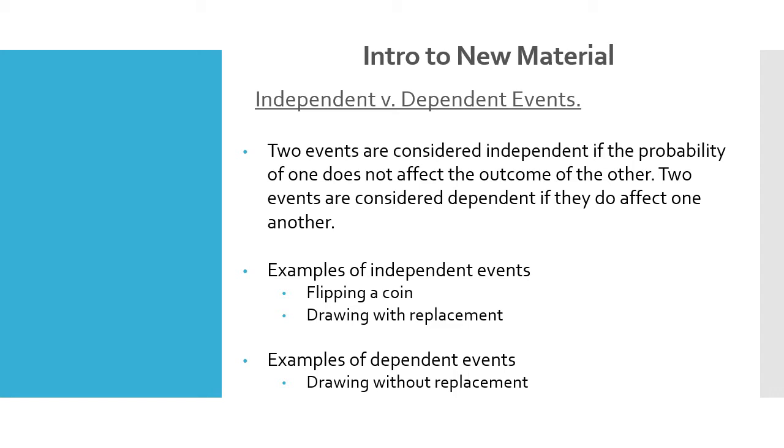Or something called drawing with replacement. Suppose you had a deck of cards. If you pull one card out and then you put it back in, that's the replacement part. Your probability doesn't change the next time you pull out a card. But a dependent event would be something like drawing without replacement, where you pull out a card, but then the next time you draw a card, you don't put that card back in, and so now your probabilities have changed. So the first event affected the probability of the second.